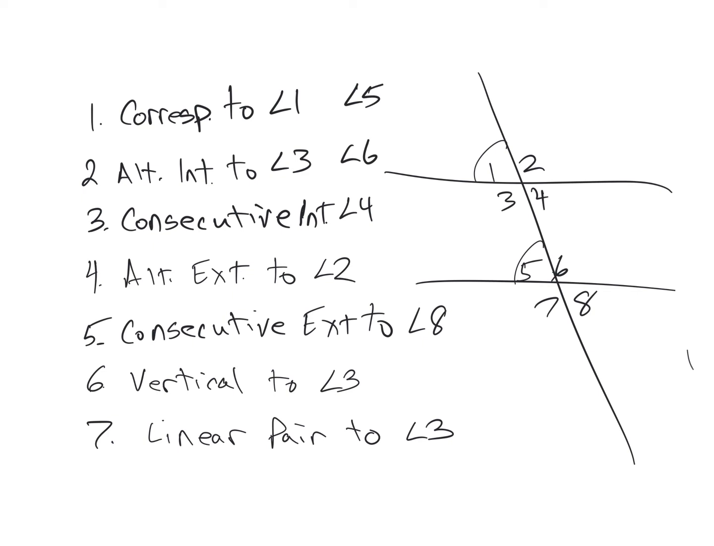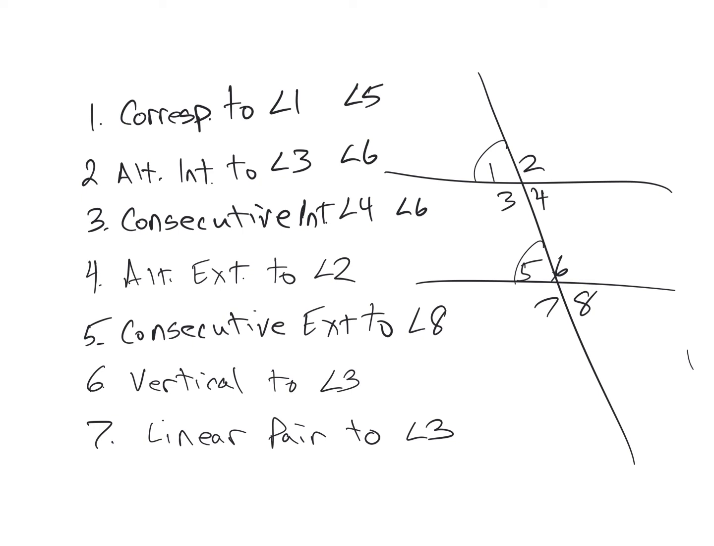And here you have the word number 3, consecutive. That means one has to be acute and one has to be obtuse. So interior means they're both on the inside. And again, it's a C word, so they have to be on the same side of the transversal. So consecutive with angle 4 has to be either 6 or 8. So since it's interior, it has to be 6. And those would both add up to 180. Angle 4 is acute and angle 6 is obtuse. Notice that's what they have to be if they're consecutive.